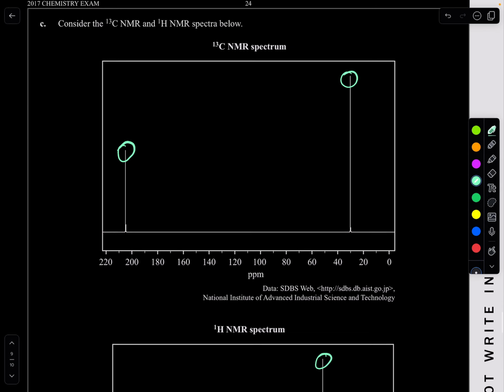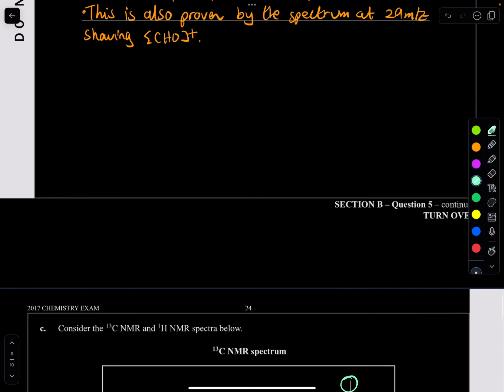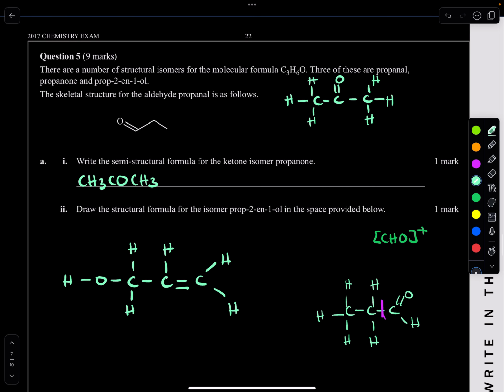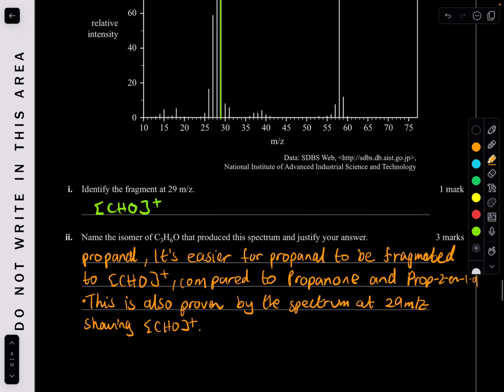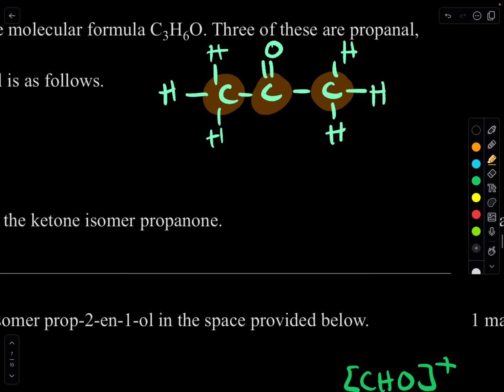Easy. If we have 2 carbon environments, let's have a look at which ones have them. Let's look at this one over here, the ketone. Because of symmetry, these 2 over here are considered as 1 carbon environment, and this one is the other. So this one fits. It has 2 carbon environments, and also we had 1 hydrogen environment.